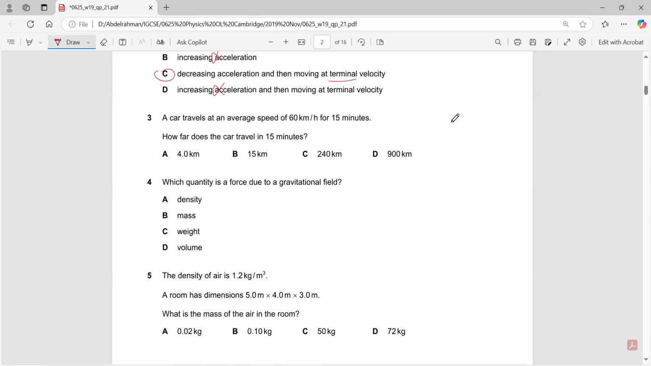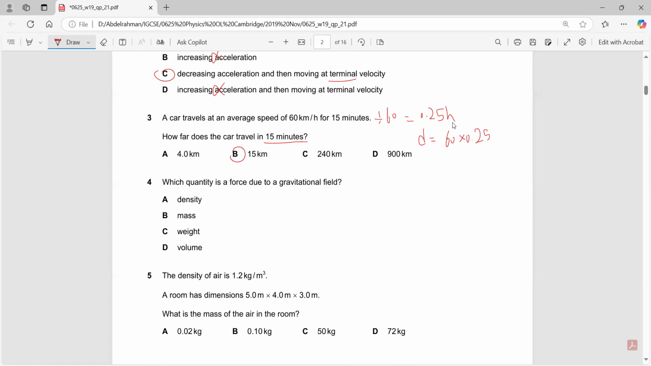Question 3. A car travels at an average speed of 60 kilometers per hour for 15 minutes. How far does the car travel in 15 minutes? Well, first of all, you need to convert the 15 minutes into hours by dividing by 60. You'd have 0.25 hours. To find the distance, you'd say distance equals speed times time, which is 60 times 0.25, which is 15 kilometers.